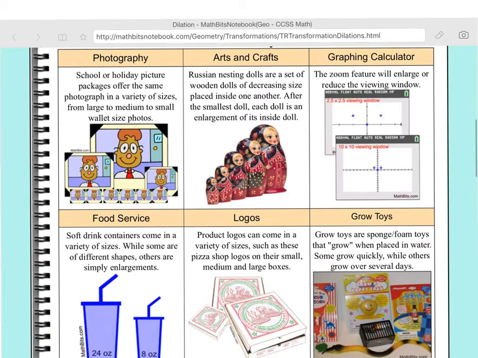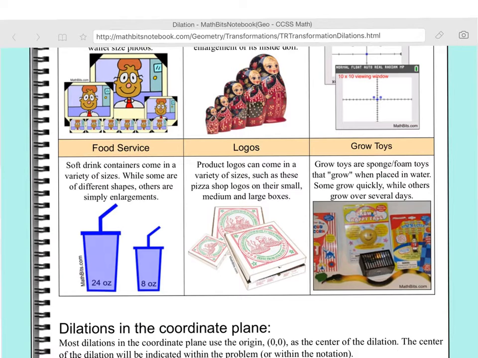Food service: soft drink containers come in a variety of sizes. While some are different shapes, others are simply enlargements. So not all are enlargements, but some are enlargements of each other. Product logos can come in a variety of sizes, such as these pizza shop logos on their small, medium, and large boxes. Grow toys are sponge foam toys that grow when placed in water. Some grow quickly while others grow over several days.